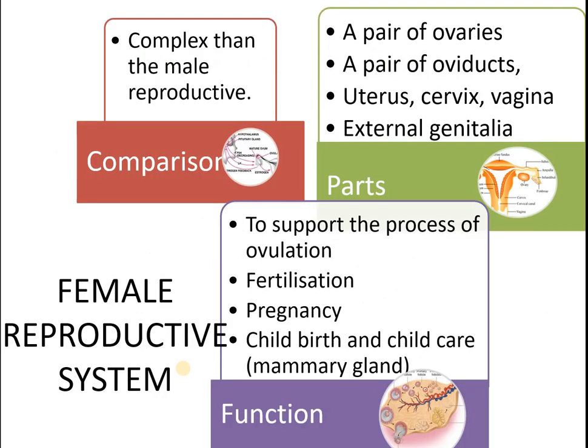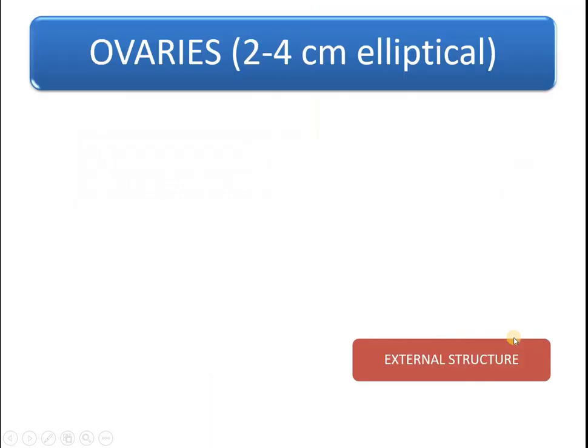Now we pass on to the next one, the female reproductive system. When we compare with the male reproductive system, it is somewhat complex. Then what are the parts present in the female reproductive system? A pair of ovaries, a pair of oviducts, uterus, cervix, vagina, and external genitalia. These are all the parts of the female reproductive system. Then what are the functions of the female reproductive system? It supports the process of ovulation, fertilization, pregnancy, childbirth and childcare. These are all the functions of the female reproductive system.